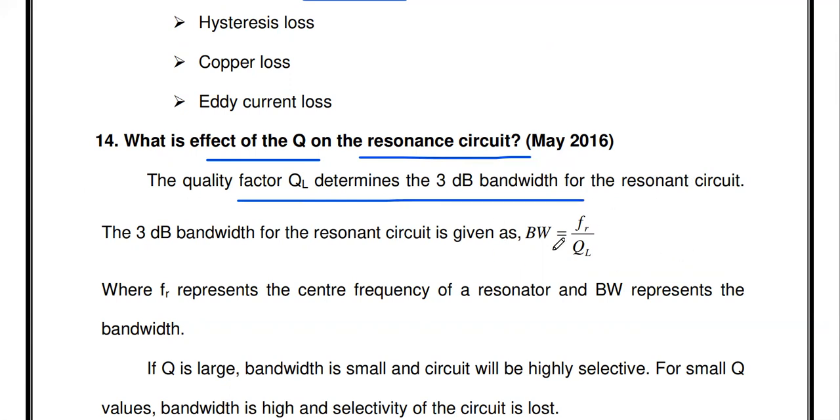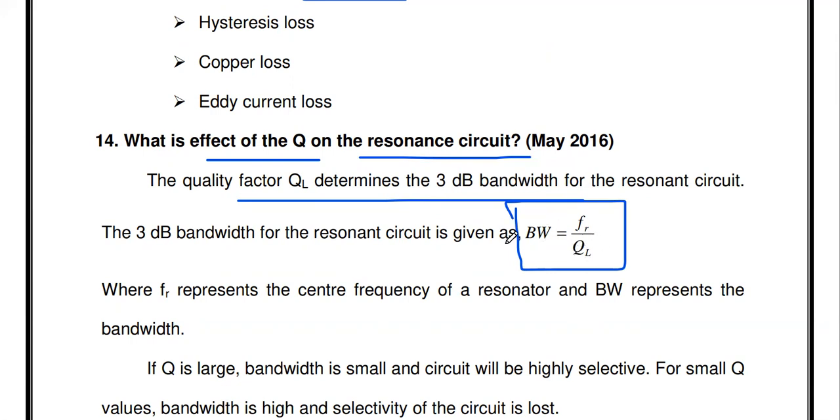What is the relation between the quality factor, bandwidth and resonant frequency? The bandwidth is equal to the resonant frequency divided by the quality factor. So the bandwidth and quality factor are inversely proportional. If the quality factor is high, the denominator is high, so the bandwidth is low. That's why the circuit is a highly selective circuit. And if the quality factor is low, the bandwidth is high.